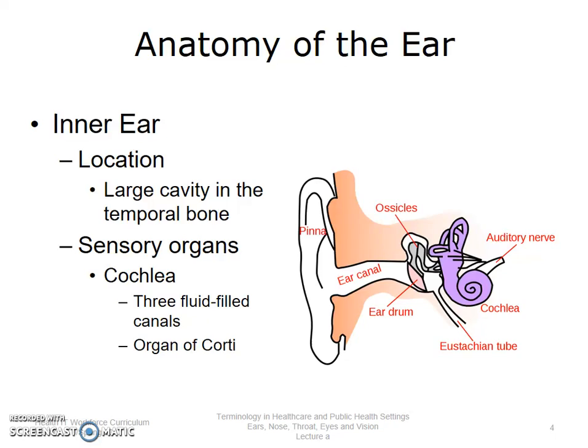The inner ear is located in a large cavity in the temporal bones of the cranium or skull. The inner ear contains both bony and membranous structures that are surrounded by fluids. The organs of hearing are found in the cochlea. The cochlea contains three canals that are filled with fluids. In the inner ear, the organ of Corti contains receptor cells.